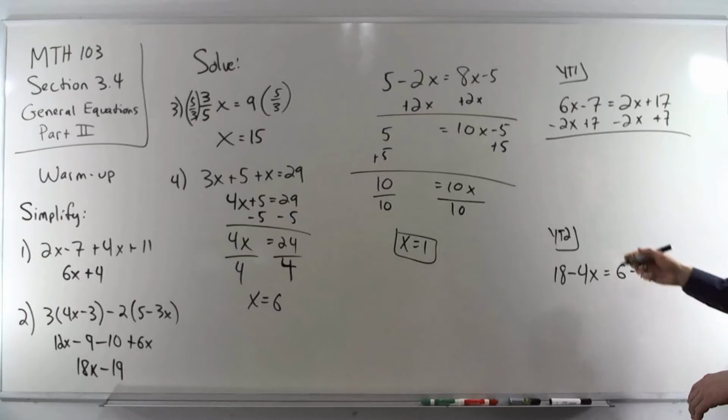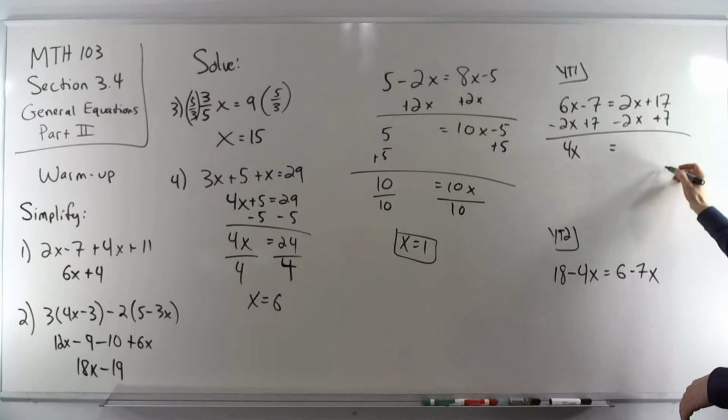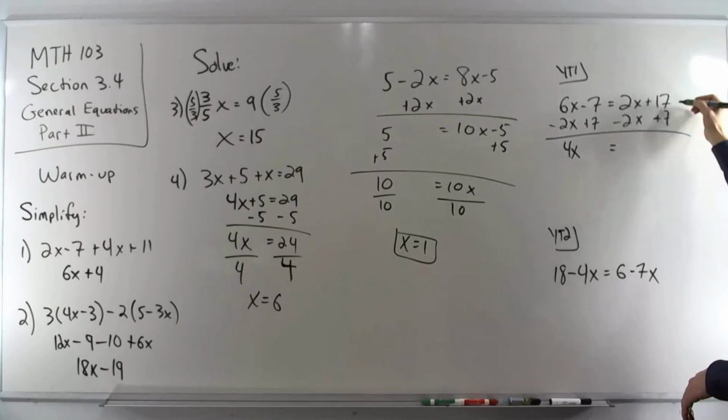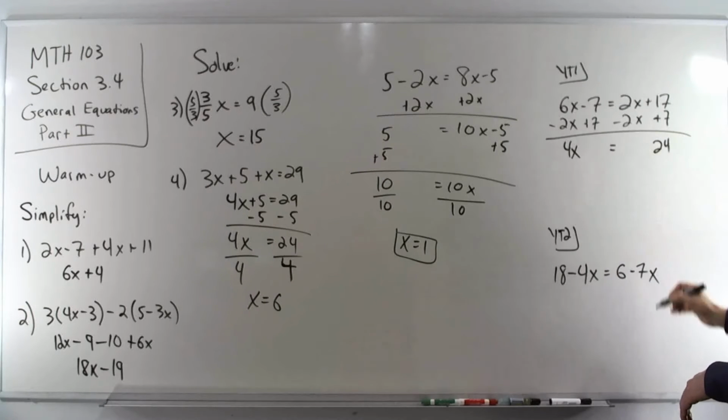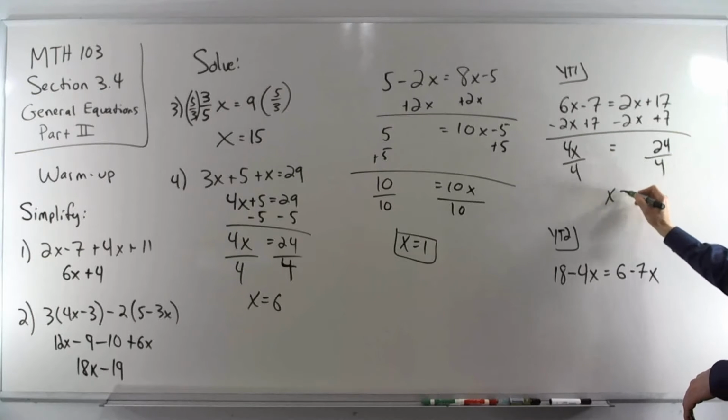All right, so that gives us 4x on this side equals 17 plus 7, which is 24. Divide by the coefficient, and x equals 6.